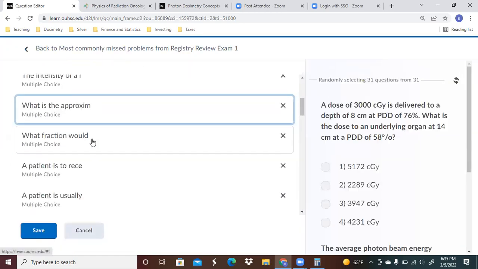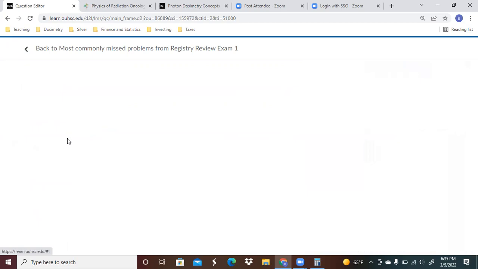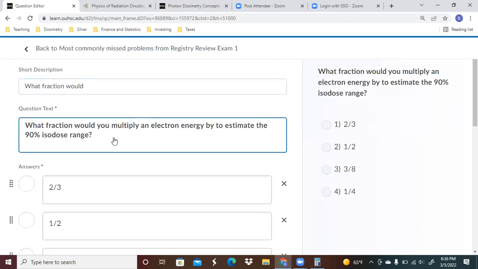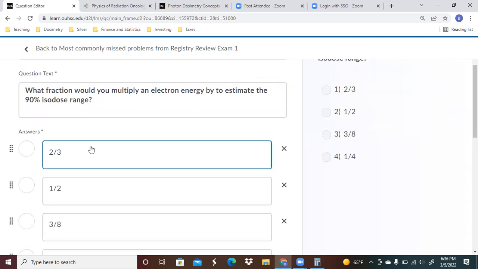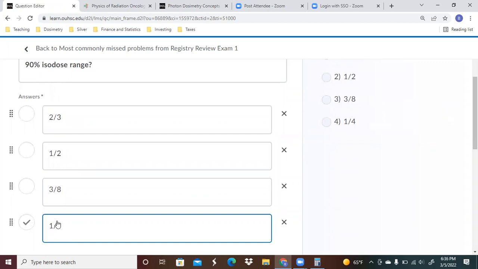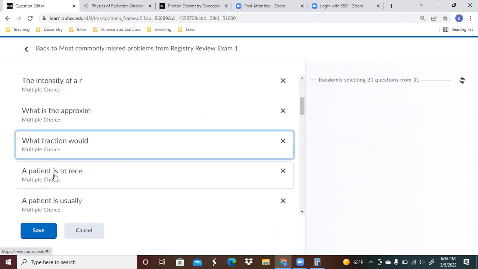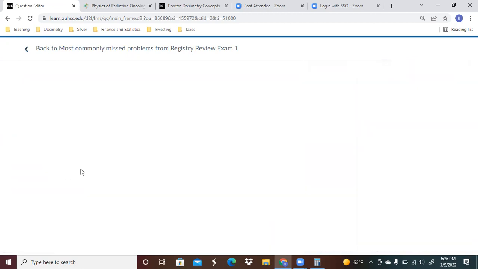Let's go on to question 4. A lot of these questions are brought up at random if you were to go through these in this particular setup. So I'm just referring to them this way so I can keep track of it. What fraction would you multiply an electron energy by to estimate the 90% isodose range? 90% isodose range is going to be about 1/4. So that's something for you to remember. So that's question 4. Question 5.